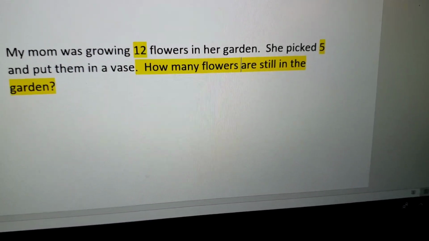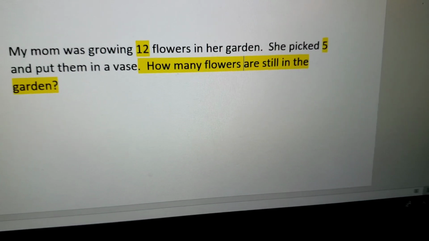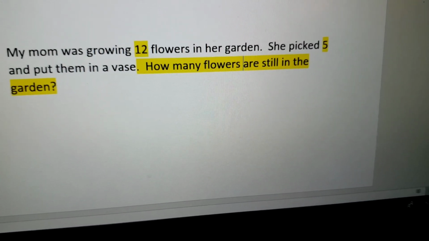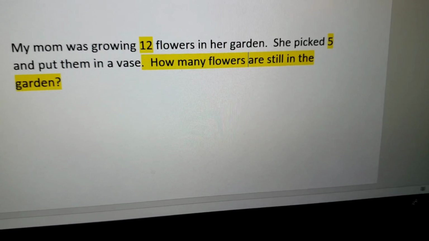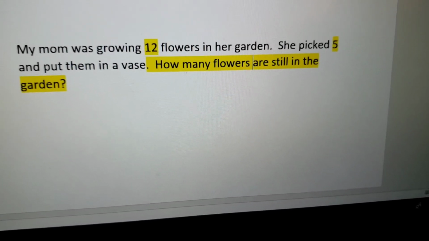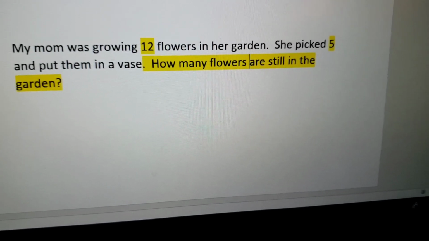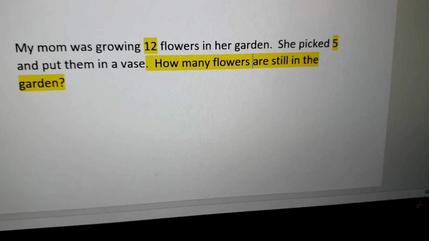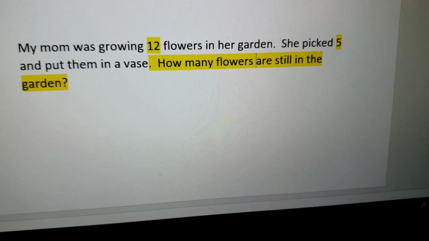Well, let's look at the question. How many flowers are still in the garden? That means something was taken away. So this is a subtraction problem. 12 take away 5 is what? We would draw a picture and write an equation.